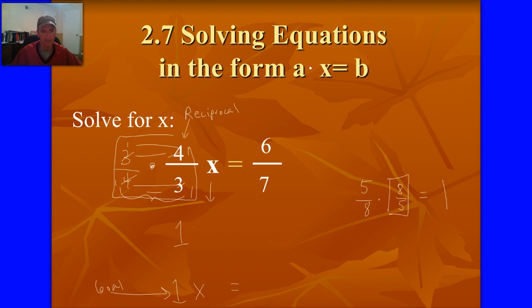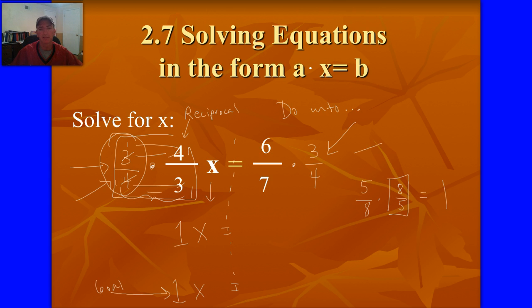X is still x. Okay, so I multiplied the left side by 3/4, so I have to multiply the right side by the same thing. Remember, do unto one side as you do unto the other. So we did multiply that by 3/4. We have to multiply that by 3/4. We have to keep this equal sign balanced on both sides.